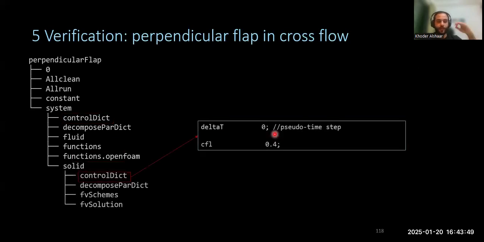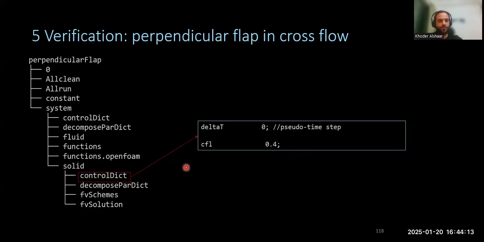In the solid part, we also have a control dict, but here we only define the pseudo time step, because the physical time step is taken care of by the fluid part, whereas the solid time step is taken care of by the solid domain. And of course, we have to define the CFL number here because we're using an explicit solver.